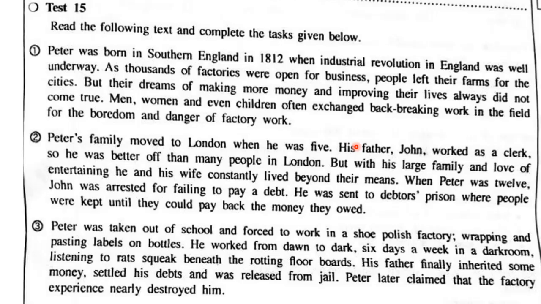But in this case, I think it is better to go through word by word, because it's not that sort of a tough paragraph, but rather it's quite easy. Let's read through. Peter was born in southern England in 1812, when the Industrial Revolution in England was well underway. It means that Peter was born in the southern part of England.